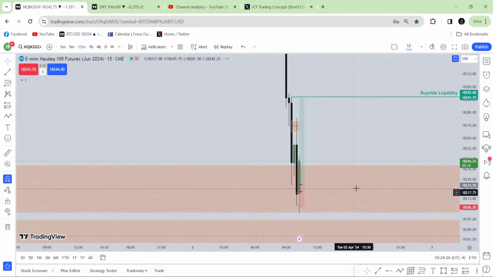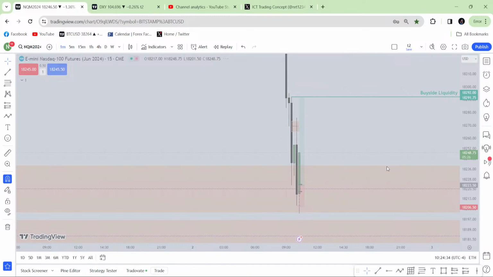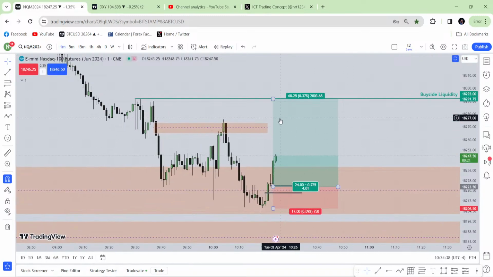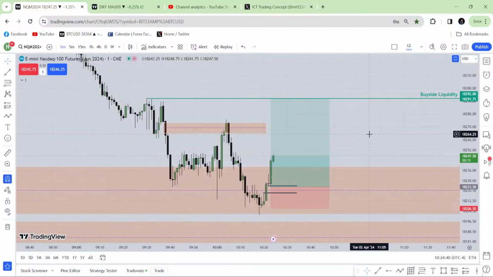So if you ask me, I will wait for the 15-minute chart to make another 15-minute fair value gap here. Then price will come back again to that 15-minute fair value gap. Then I'll look for another setup. Otherwise, I will just let it go. I will see how it perfectly hits the target without me. Okay.